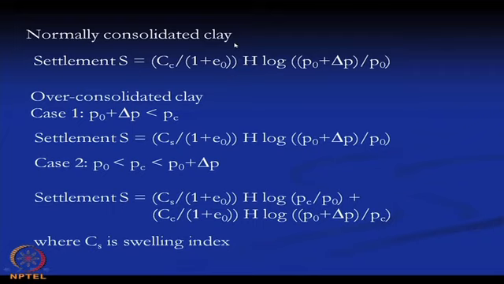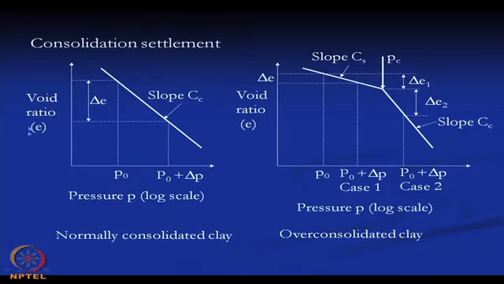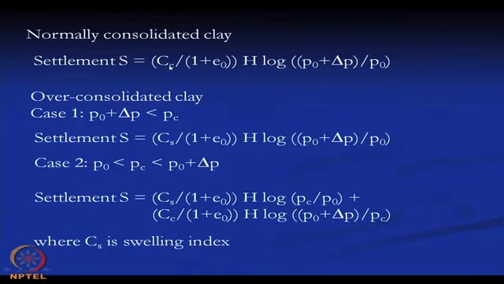Now, for the normally consolidated clay, how will we calculate that? For the settlement, S is equal to Cc divided by 1 plus e0, into H, into log of P0 plus del P divided by P0. So, this is the settlement calculation for this portion. Here Cc is the compression index, e0 is the initial void ratio, H is the thickness of the soil layer for which we are determining the settlement, P0 is the initial applied stress, and del P is the additional stress.